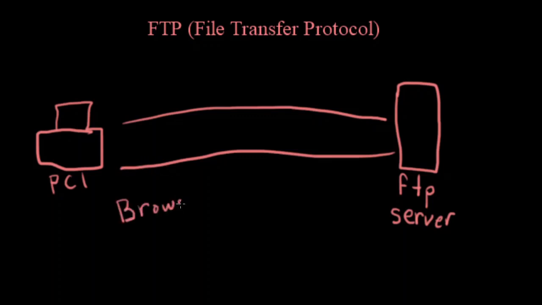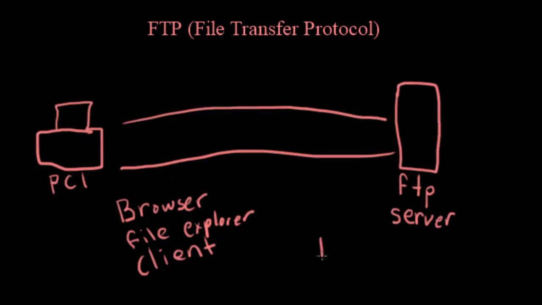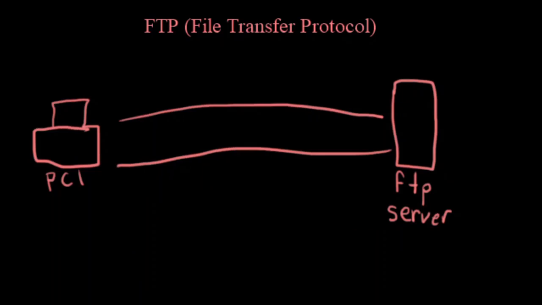There are different ways to connect to an FTP server. You can use a browser, File Explorer, or a client such as FileZilla. FTP uses two ports, which are TCP/21 and TCP/20. Why does this protocol use two ports? Well, let me show you.